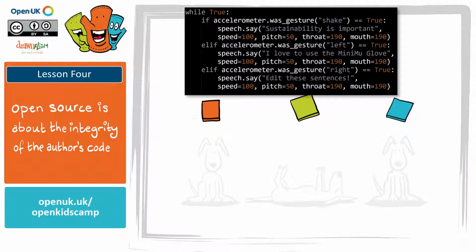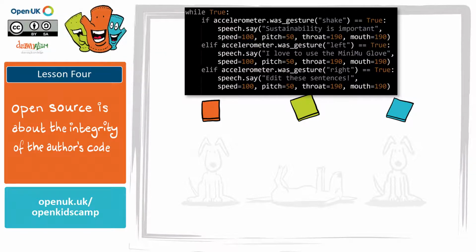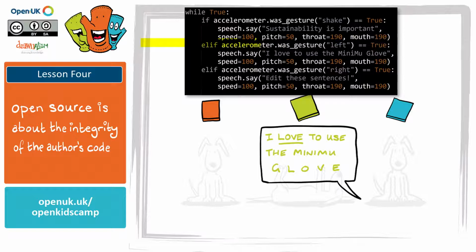In our next statement, we use elif. Take a guess what it stands for. It's a shortened version of else if, just like you've seen before in the MakeCode editor. Our next statement involved checking if the microbit was tilted left, so the left in the brackets. In the next speech statement, try writing, I love to use the Mini-Mew glove.